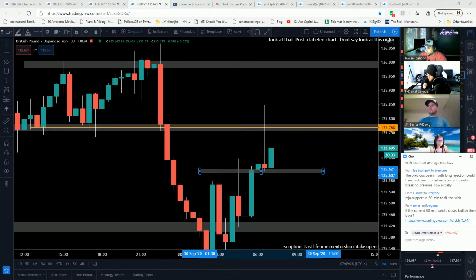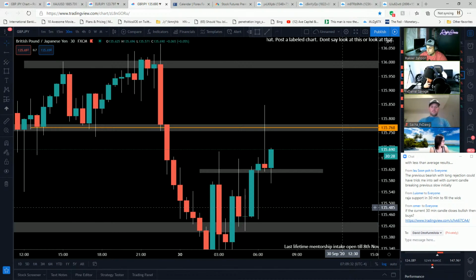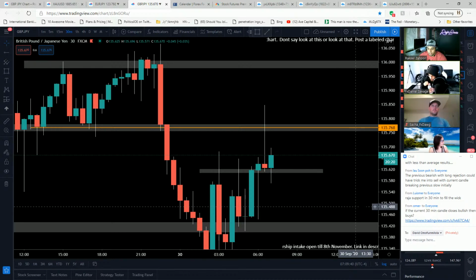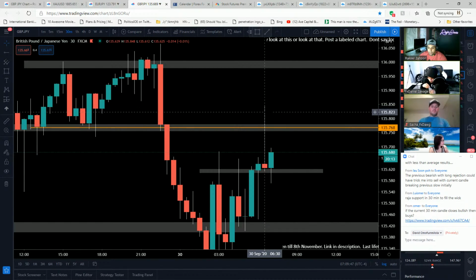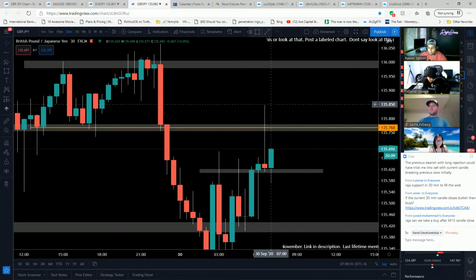Raja, if you plan to take a buy, where is your target? Wait, if I try to take a buy right now, is that what you're saying? If you try to take a buy, what is your target? Oh, the target is probably going to be around 135,800, 850, like this wick fill right over here. That's going to be my target.